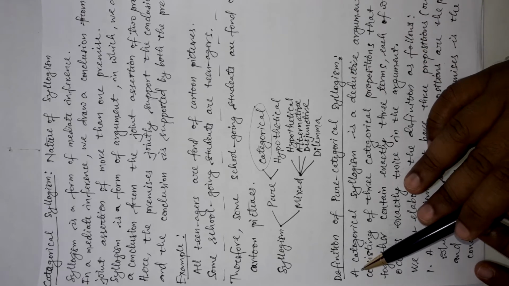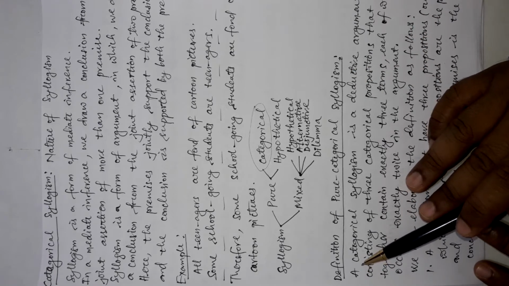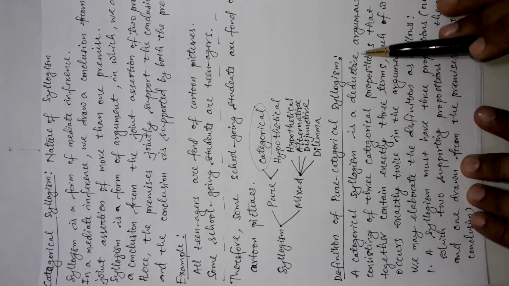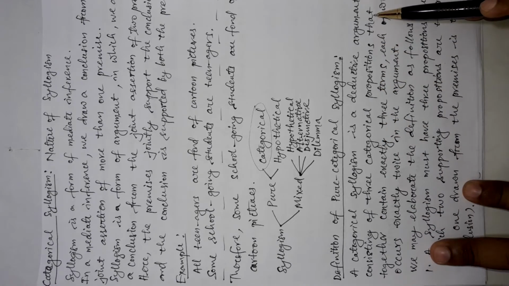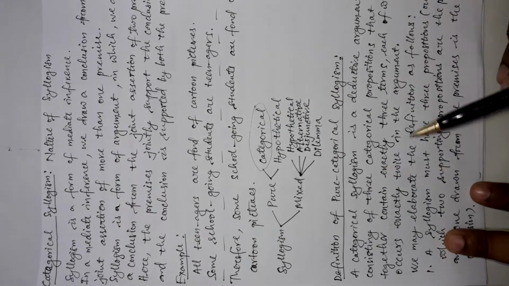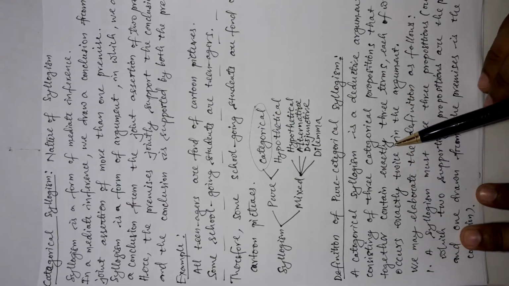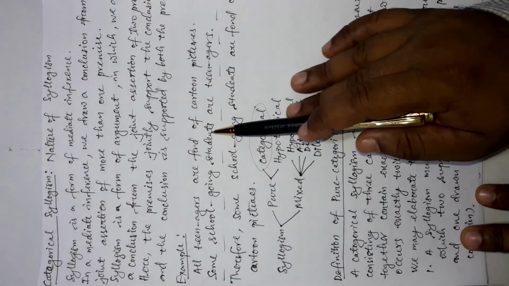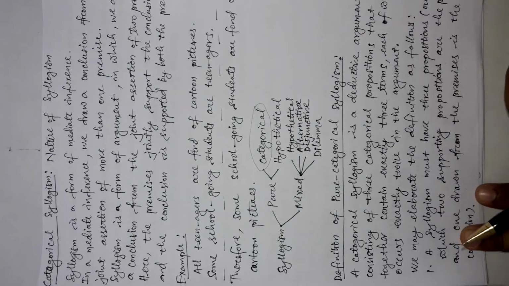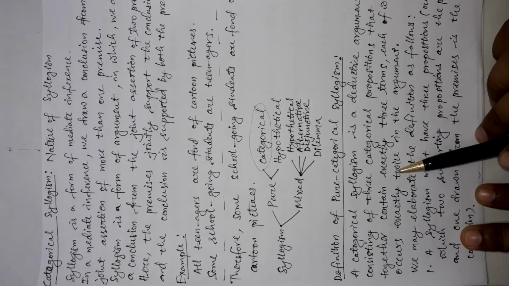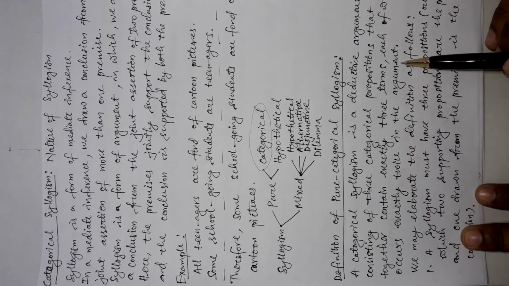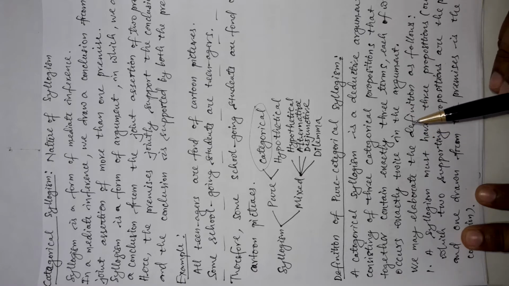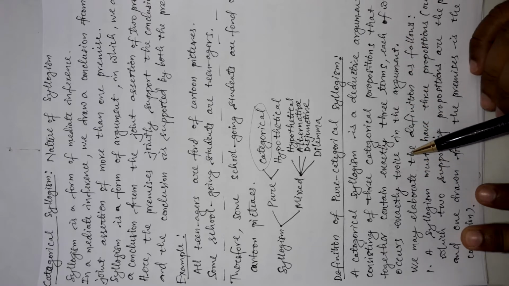So, its perfect definition is: a categorical syllogism is a deductive argument consisting of 3 categorical propositions that together contain exactly 3 terms. These 3 categorical propositions should contain only 3 terms, exactly 3 terms, each of which occurs exactly twice in the argument. Okay, each of which occurs exactly twice in the argument.